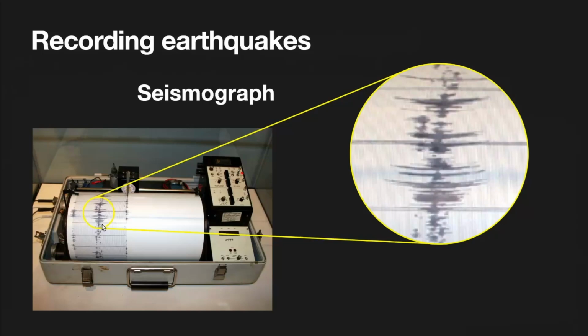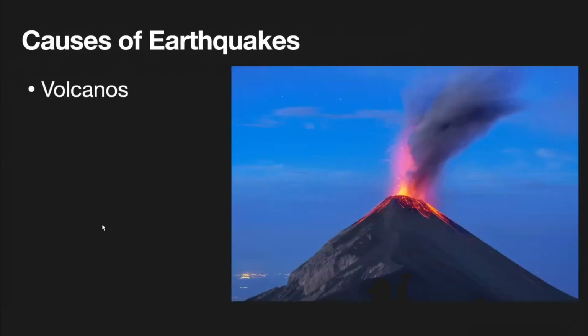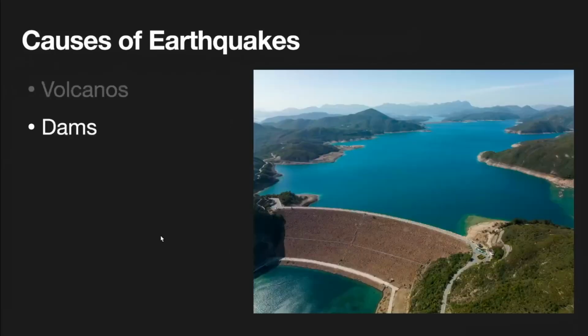Okay, now let's list out a few causes of earthquakes. Volcanoes are a major cause of earthquakes. So if there's a volcano that starts erupting, there can be some kind of activity below the surface of the earth with the magma and stuff, which can cause the tectonic plates to get unsettled and cause an earthquake. Volcanoes are natural, but the next reason we're going to discuss is dams.